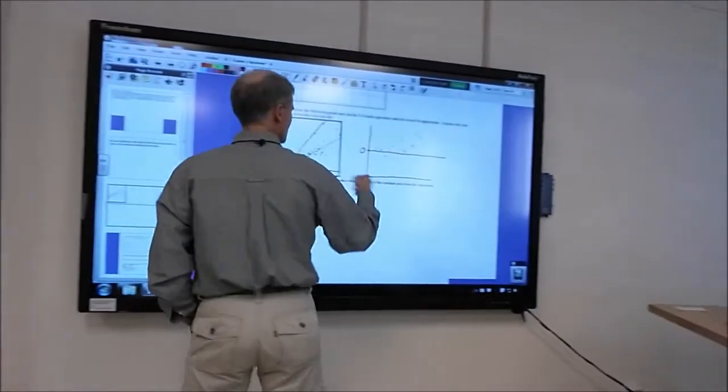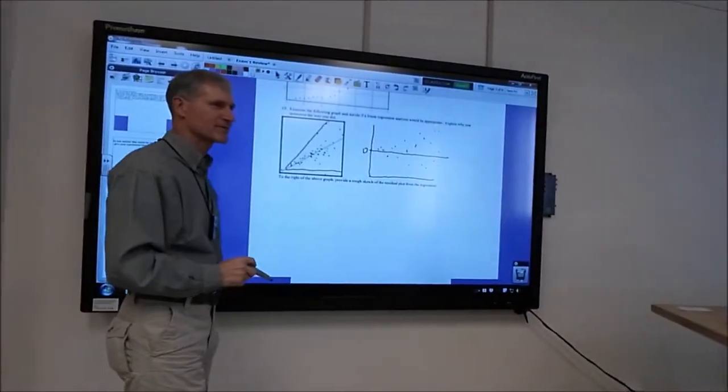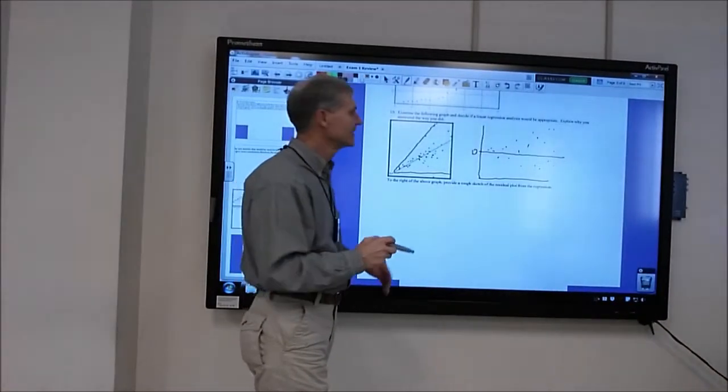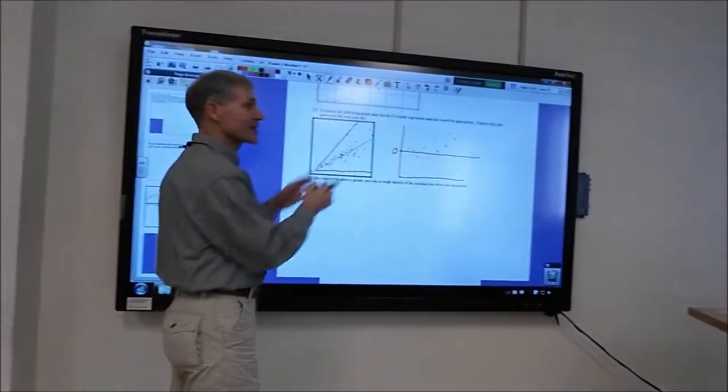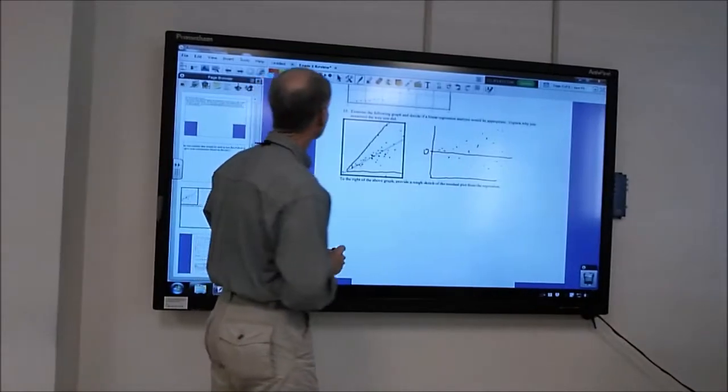I probably wouldn't have you sketch one because people's hand sketching is just horrible. So I would say, here's a plot of something, what do you see? Right?